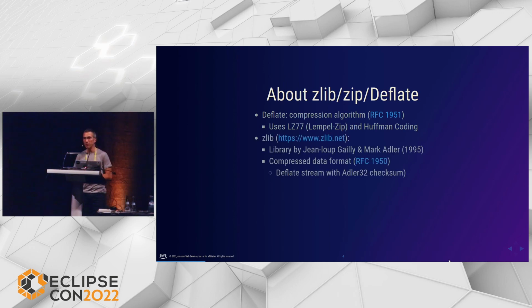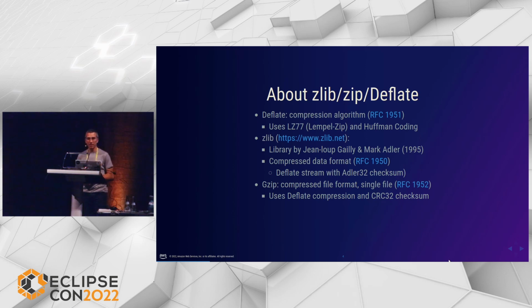But zlib is also a library which implements this deflate algorithm. It's the famous zlib library available on www.zlib.net. It was developed by Jean-loup Gailly and Mark Adler back in 1995. So you see it's about the same age as Java. And zlib is not only the library which implements deflate, it's also another standard, another RFC, RFC 1950, which defines a compressed data format that's basically a deflate stream combined with an Adler-32 checksum.